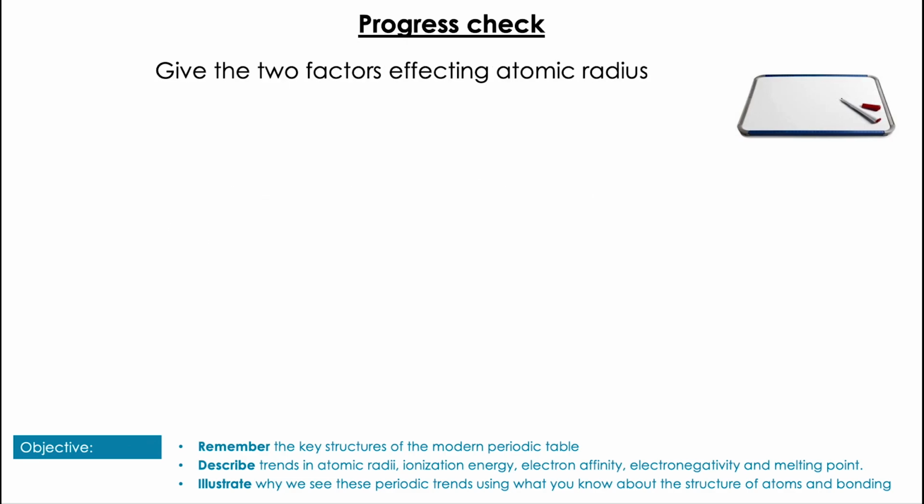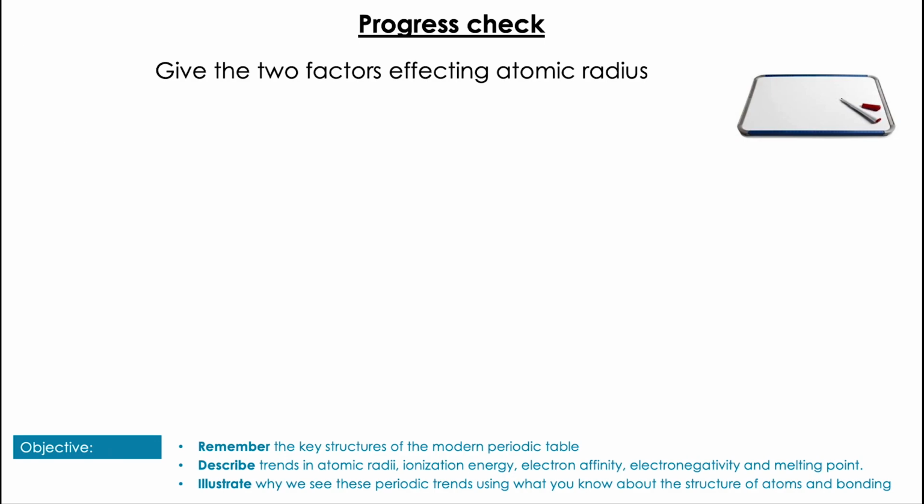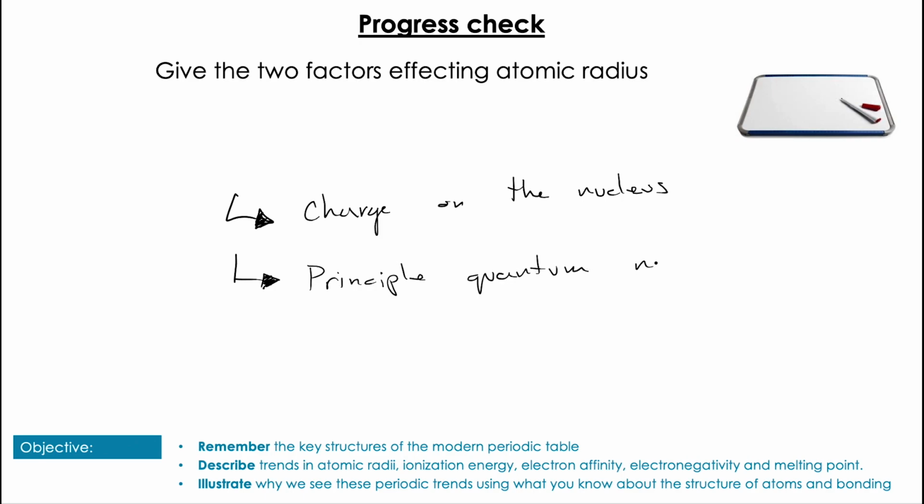Give 2 factors affecting atomic radius. Pause the video. Pop them up. Hopefully you got bored of me saying these for both this trend and the others. It's going to be the charge on the nucleus, or the effective nuclear charge, and of course the principal quantum number, or the distance the outer electrons are from the nucleus.